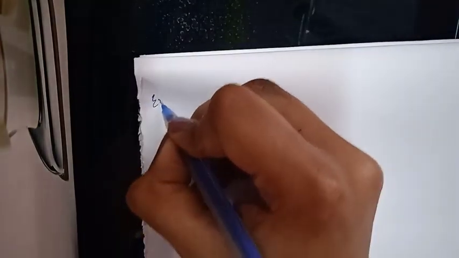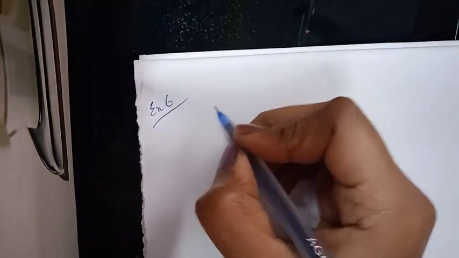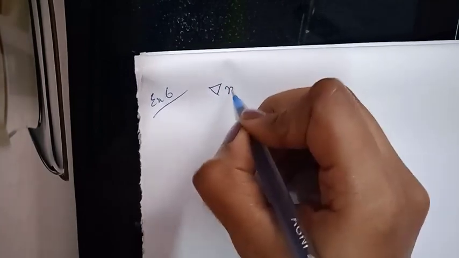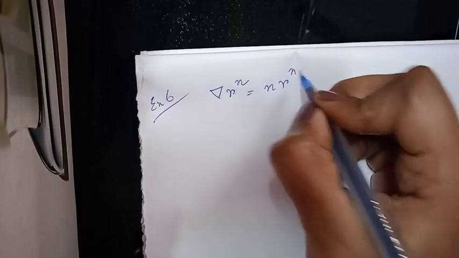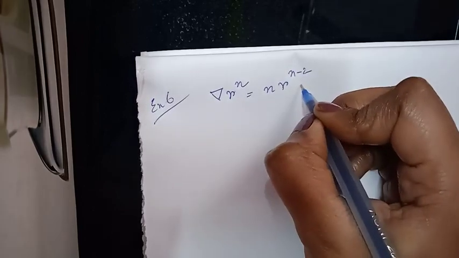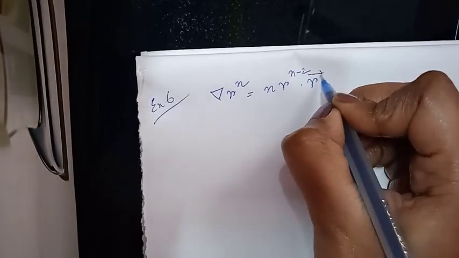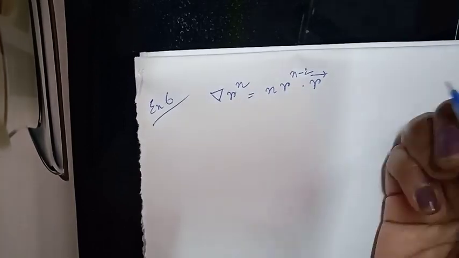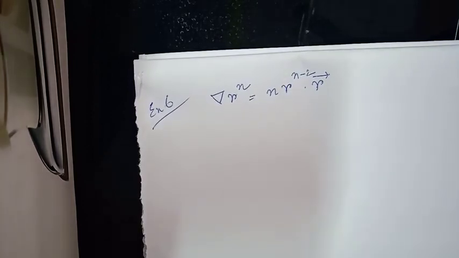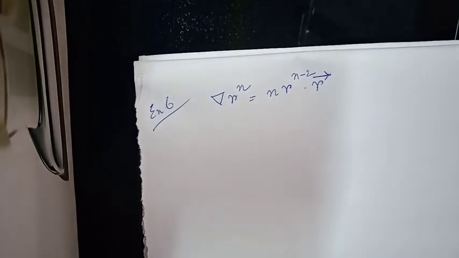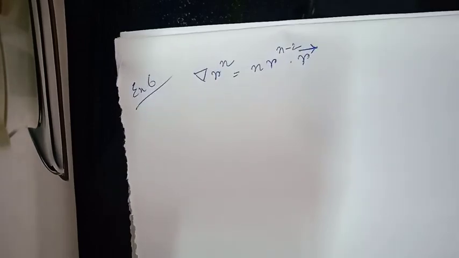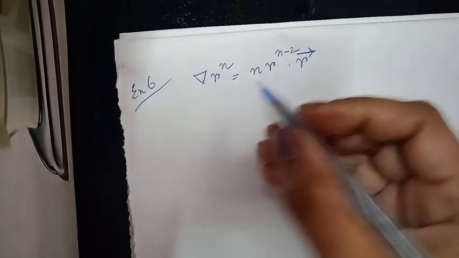Okay, next, example 6. Show that grad r to the power n equals n r to the power n minus 2 into r vector. Whenever they are saying only r, that means mod r. Okay, and when they are saying mod bold r or r with the vector sign over it, that means r vector. Okay, so we need to prove it.